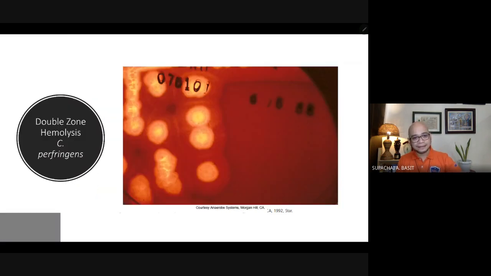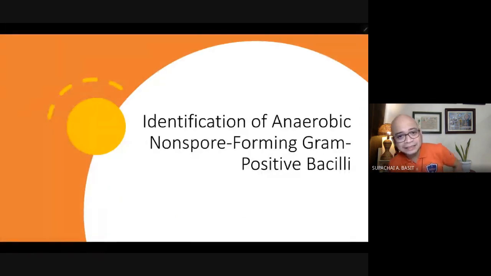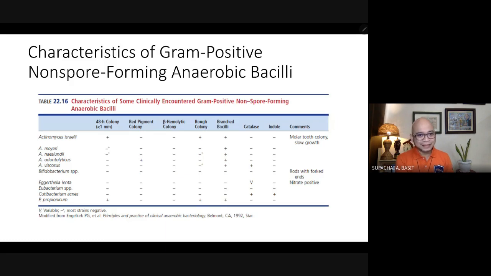So, yeah, this is another example of double zone of hemolysis for Clostridium perfringens. So let us now discuss identification of anaerobic non-spore forming gram-positive bacilli. Here we are dealing with Actinomyces such as Actinomyces israelii, Actinomyces meyeri, naeslundii, Actinomyces viscosus, and some Bifidobacterium species, Eggerthella lenta, Eubacterium species, Cutibacterium acnes, and Propionibacterium propionicum.